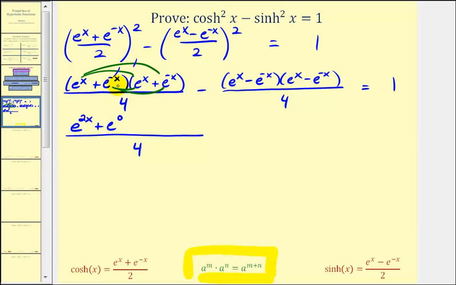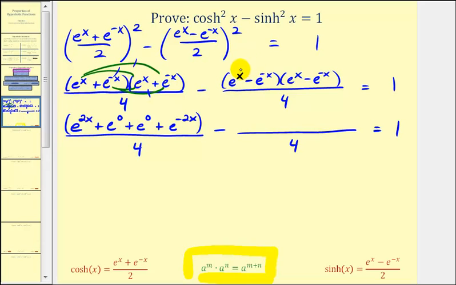And then we have e to the negative x times e to the positive x. Again, that's going to be e to the 0. And then we have e to the negative x times e to the negative x, which would be plus e to the negative 2x, since negative x plus negative x is equal to negative 2x. Let's go ahead and put this in parentheses, and now we're going to subtract the second fraction, and again show this is equal to positive 1.